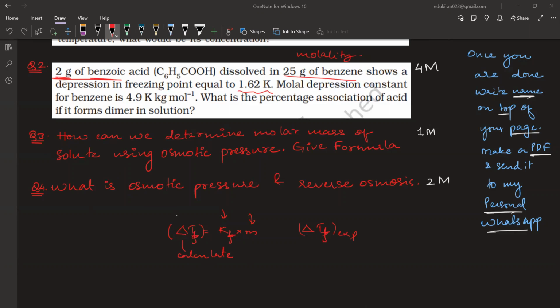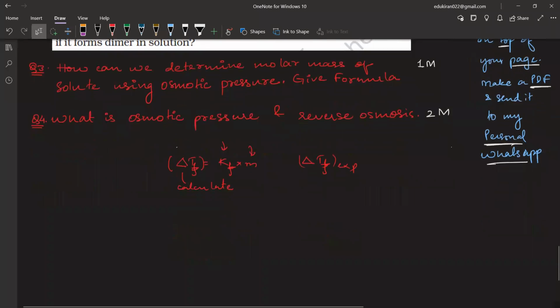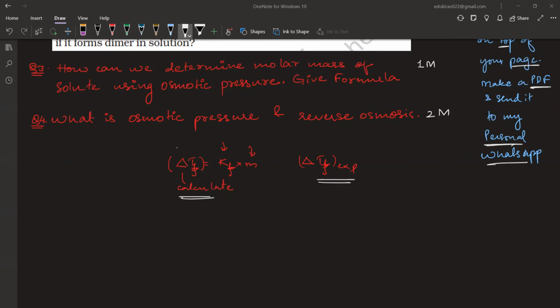Now once we have got the delta TF, then what you need to do? You need to calculate using delta TF calculated, and then you have got experimental. From these values, can you get the Van 't Hoff factor? Yes or no? Tell me. Can you get the I? What is I equal to? You see the formula and tell me what is I equal to.